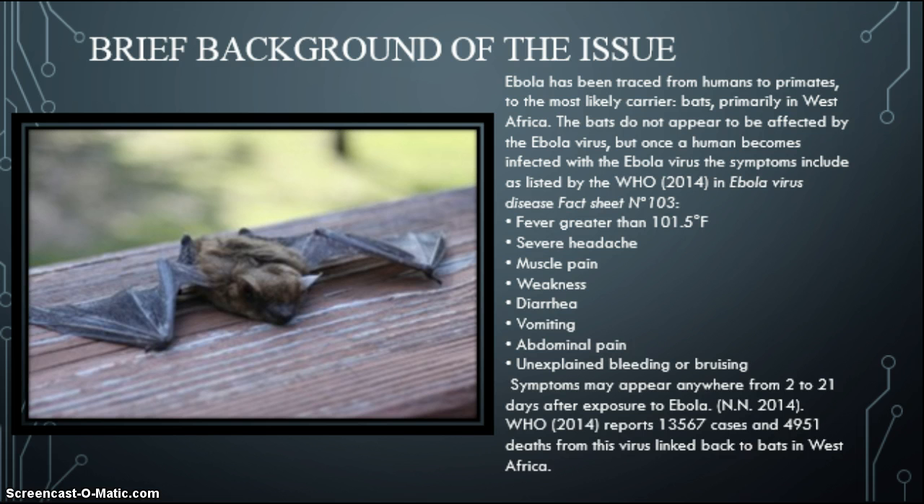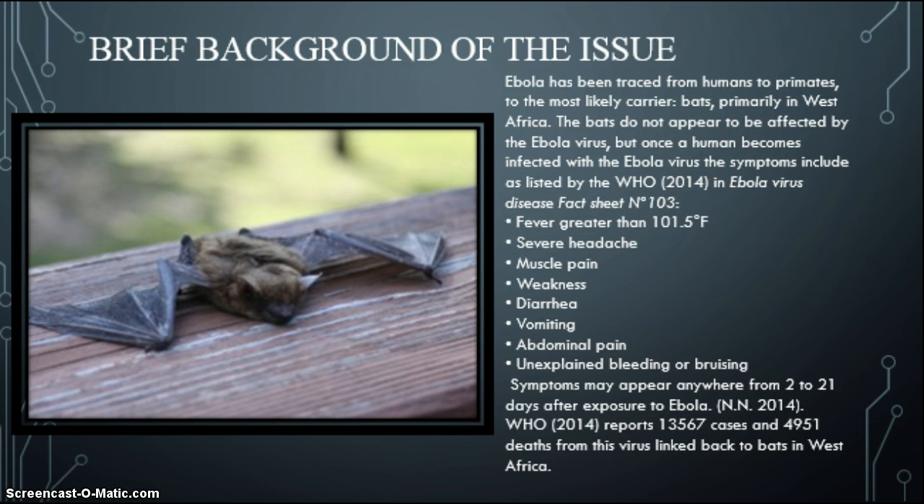In some parts of Africa, bats are hunted and consumed for food. This is one way in which Ebola began to infect populations. Once a bat infects a human, the highly contagious nature of the virus results in the spreading of the virus unless containment measures are put in place immediately.